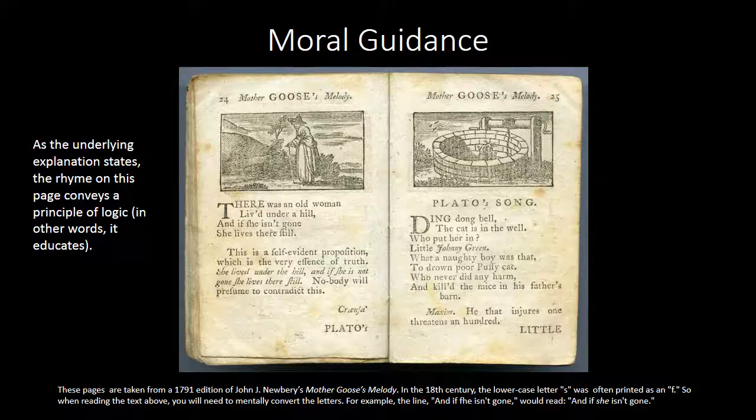You'll notice at the bottom of the page that we have a maxim that says, he that injures one threatens 100. Now this is a kind of moral lesson that basically reminds readers that there are larger consequences for their actions, so that if they harm one thing, they might be harming several. So it's offering moral guidance.